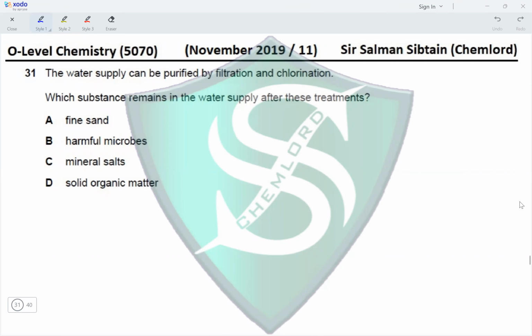Fine sand is removed by filtration. Harmful microbes are killed by chlorination. Mineral salts will be removed by desalination, which is not mentioned here. So this is correct. And solid organic matter is removed by filtration. So option C is the correct option for this question.